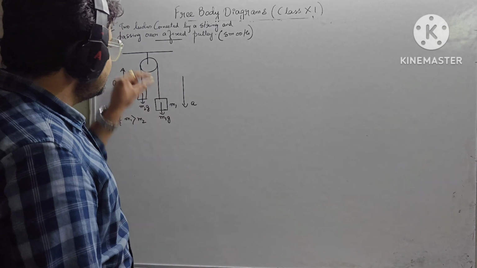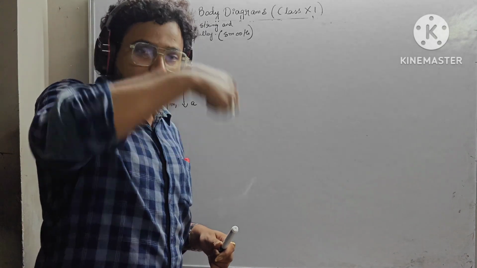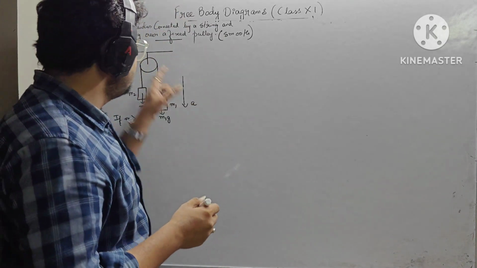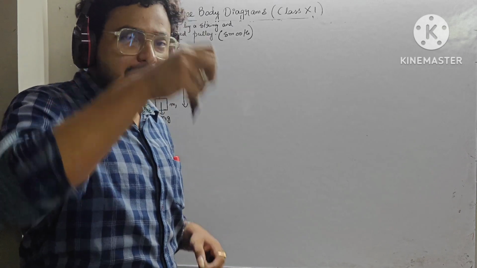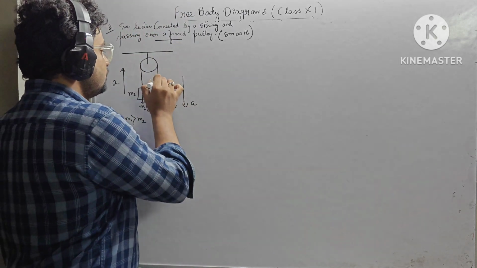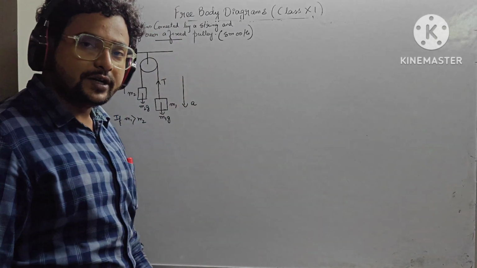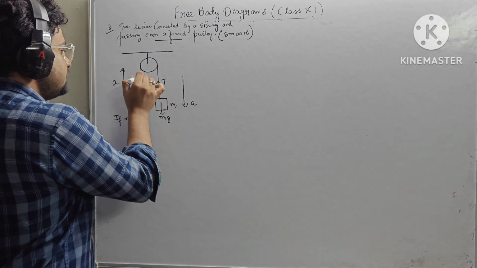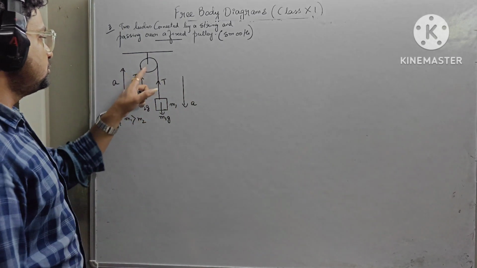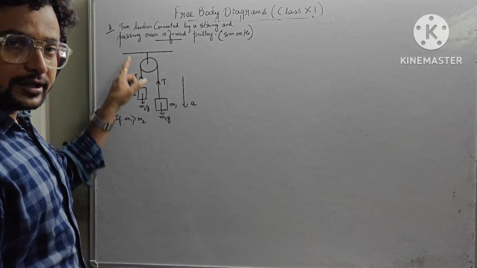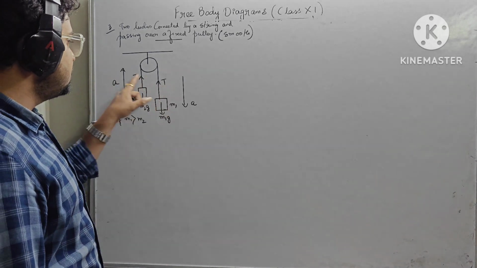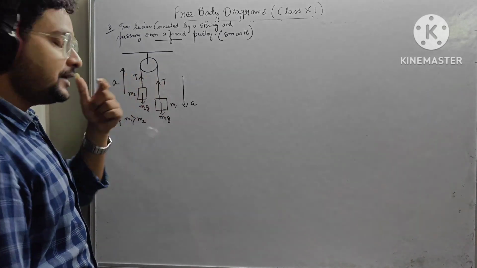Right? Now see, this pulley is basically holding this M1 in the upward direction. So of course, one force tension will be acting over here, and the same tension is going to act over here because this pulley is also holding this block in the upward direction. So both these tensions will be acting over here.